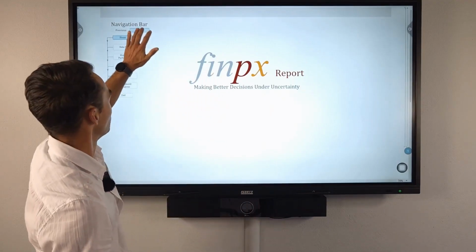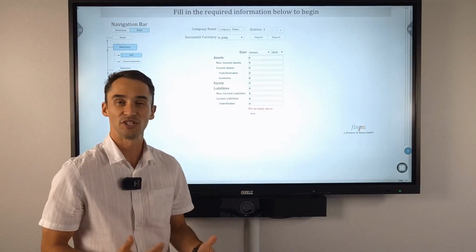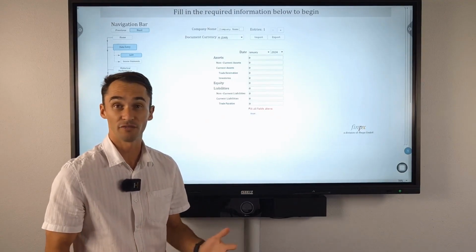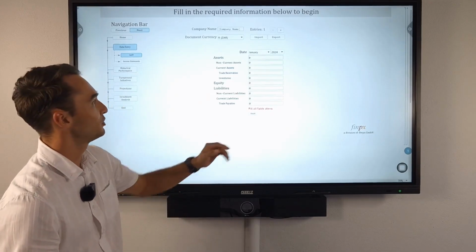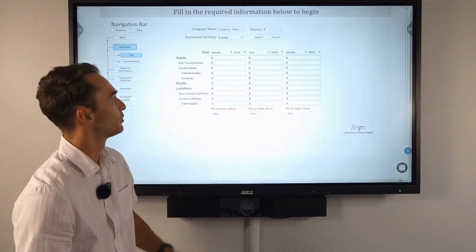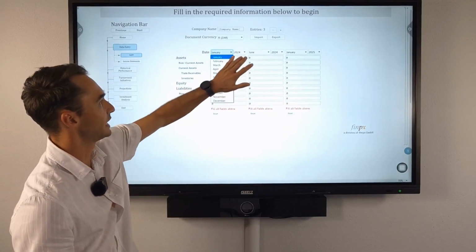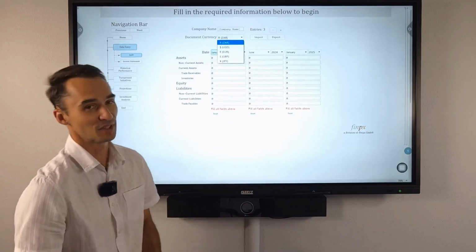To begin this demonstration, we have an input interface designed to capture the historic financial information of the company, beginning with the balance sheet. Here, users can update how many entries they want considered, select the relevant dates, change the document currency, as well as input the company name.